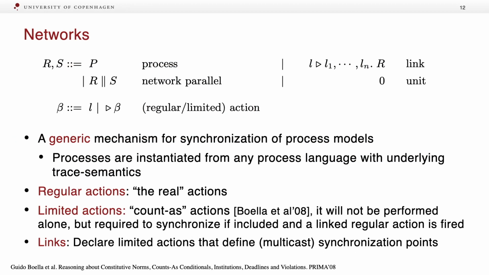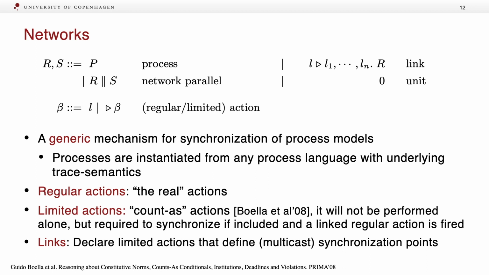In this paper, we present the notion of distributed process networks. A distributed process network is a generic mechanism for synchronization of process models. This means that, at the same time that we have a DCR graph, we could also have a Petri net or a BPMN model that can synchronize with us. The only thing that we need is that it has a labelled transition system and a notion of included and excluded events.